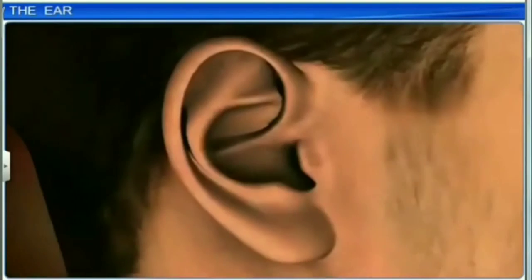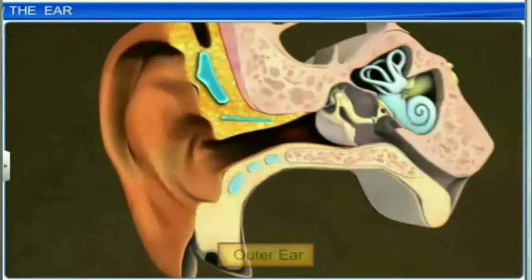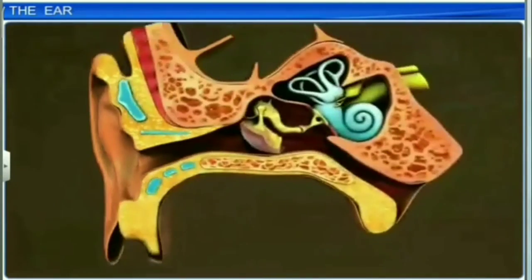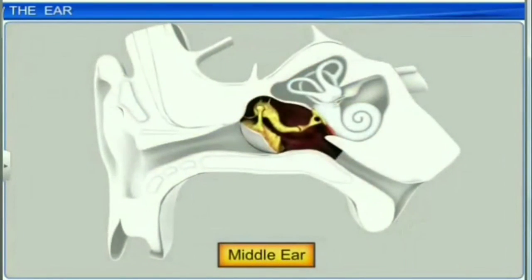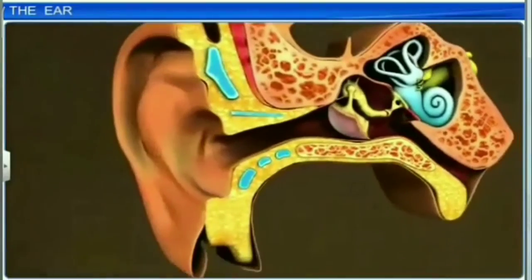The human ear is called the statoacoustic organ. It has two functions, hearing and body equilibrium. Anatomically, the ear is made up of three parts: external ear, middle ear, and inner ear.